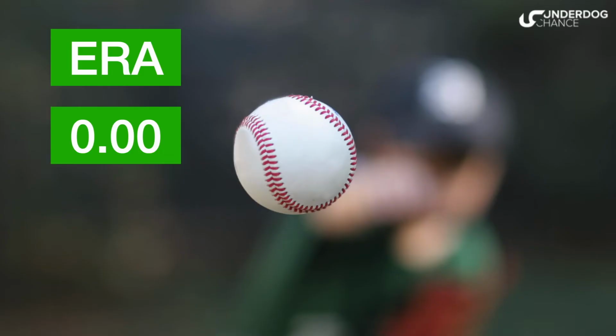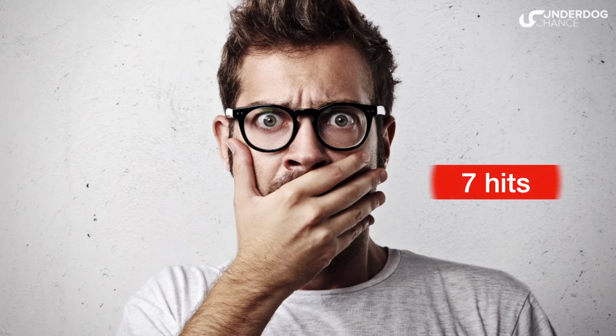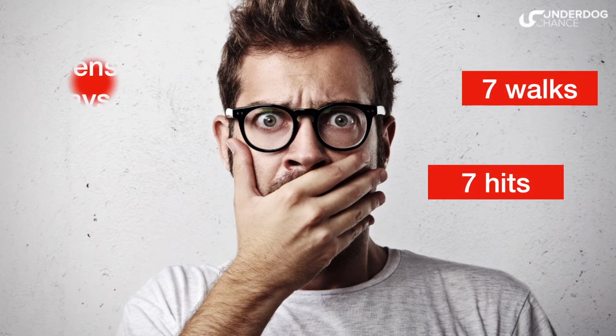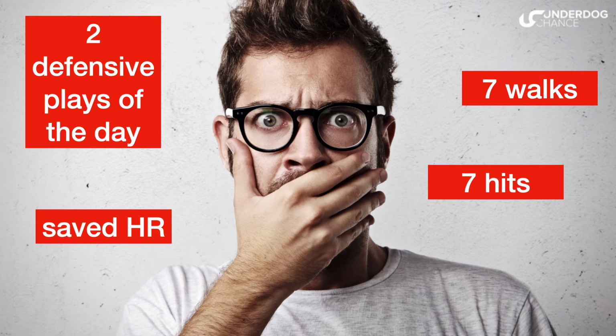For example, we have a pitcher who will finish a game with ERA 0. That means that he didn't allow any run. But when we make a little bit deeper research, we can see that he allowed 7 hits, 7 walks, there were 2 defensive plays of the day, and his players in the field saved a home run. So his actual performance was much worse than his ERA shows. And this is something we should take into account when we analyze the game, because maybe in the next game he will not be lucky.